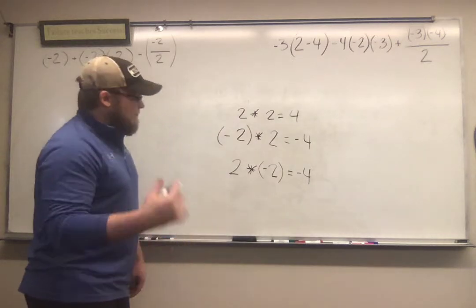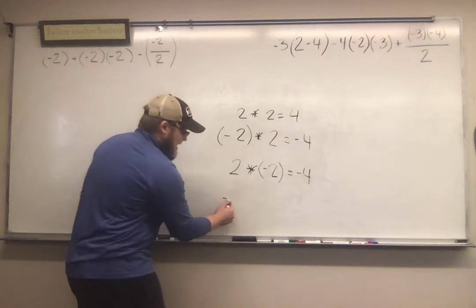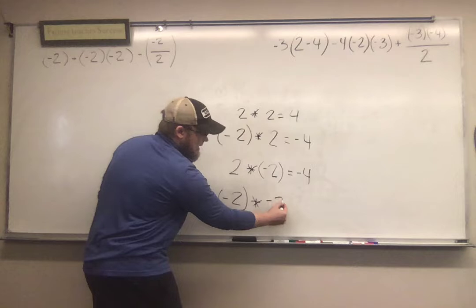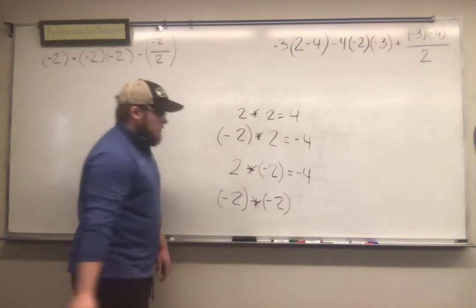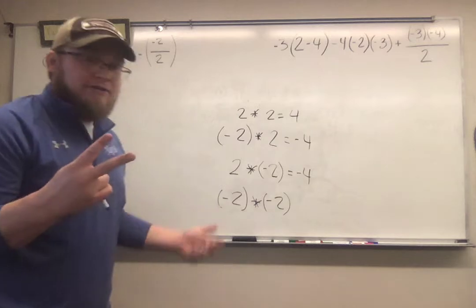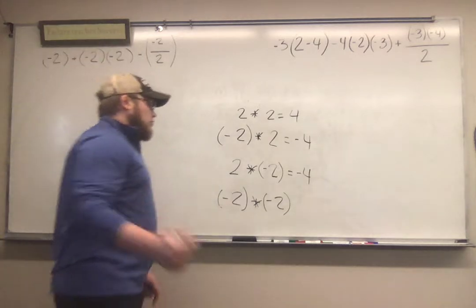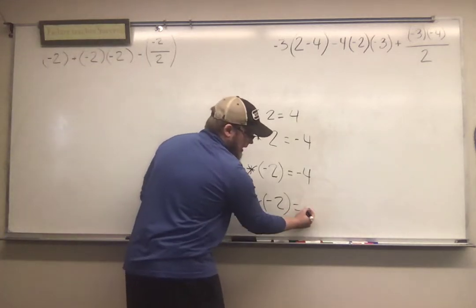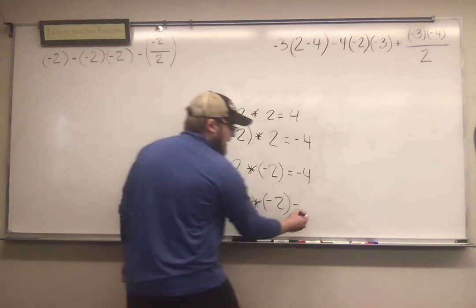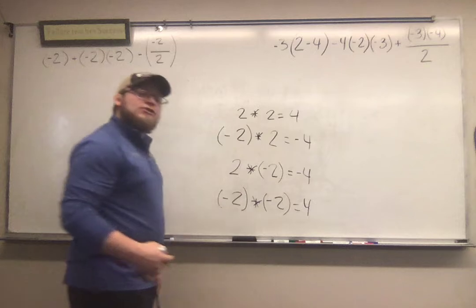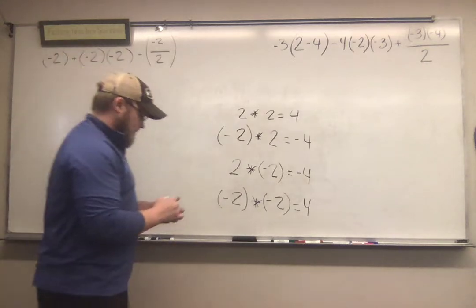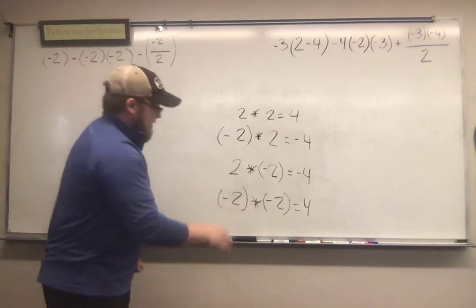Okay? Now, for the last one here, if it's negative 2 times negative 2, well, guess how many we have? We already have 2 negative numbers. Okay? So we don't want our answer to be negative, because that would not be correct. The answer now then goes and returns back to positive. Okay? That's kind of the basics of it.